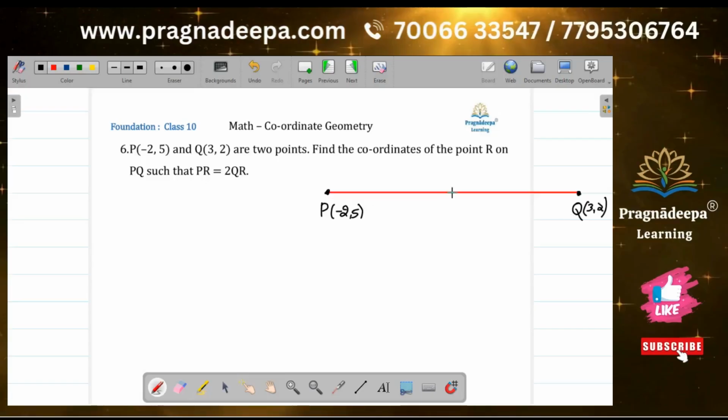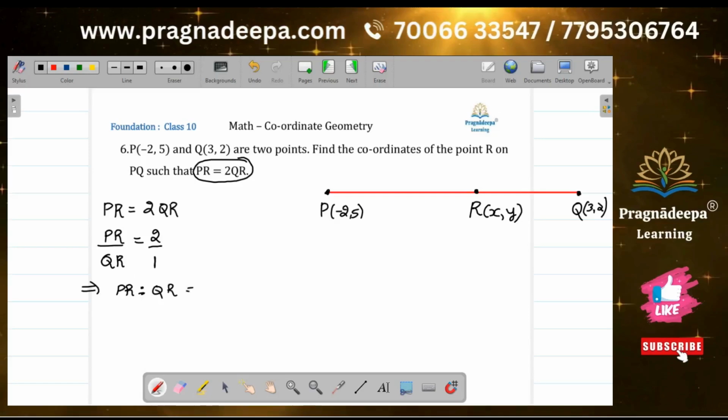And you have one point R somewhere here. We don't know the coordinates of this point R, so we need to find them. Let it be x, y. Now, this point R divides PQ in what ratio? They have given PR is equal to 2 times QR. Take this QR to the left hand side; it goes to the denominator. PR by QR is equal to 2. That means in the denominator we have 1, right? So PR is to QR will be equal to 2:1.